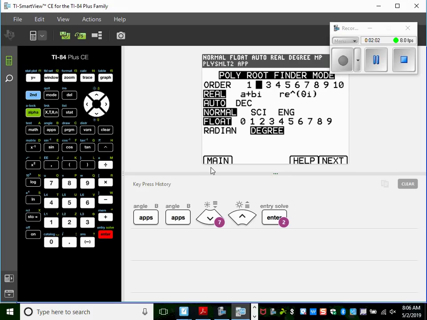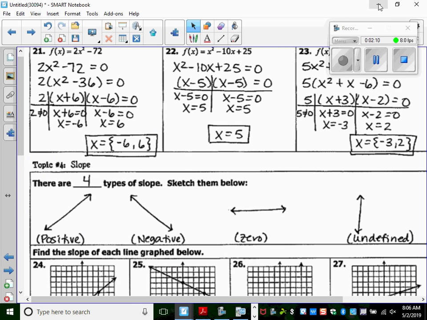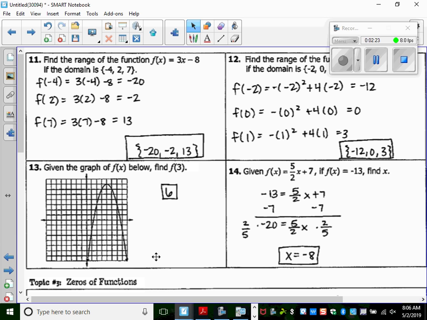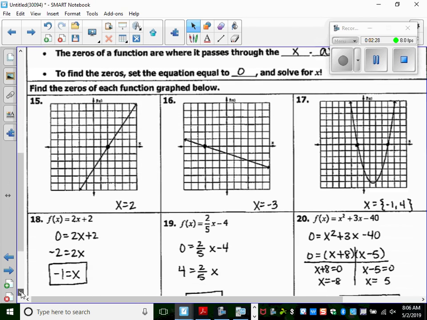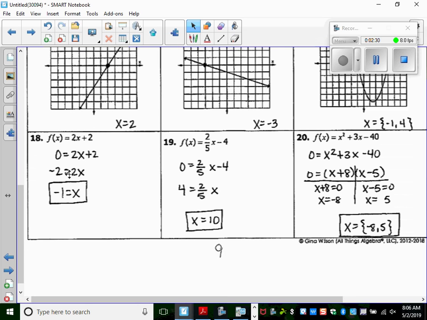Okay, now this is where you're looking at your problem, in this case, problem number 21. The calculator is asking what is the highest exponent in the problem. If it's a 2, you would write a 2. I want to show you this, because it doesn't have to be a 2. If you were finding the x-intercept for a linear equation, you wouldn't press 2. The highest exponent is 1. So that's why that's important.